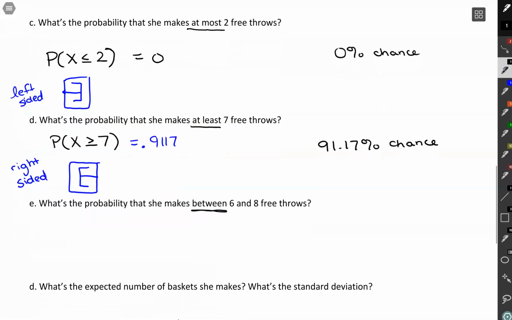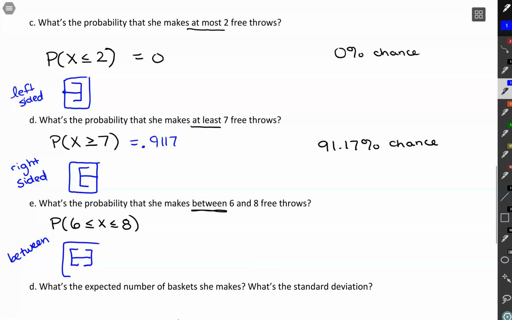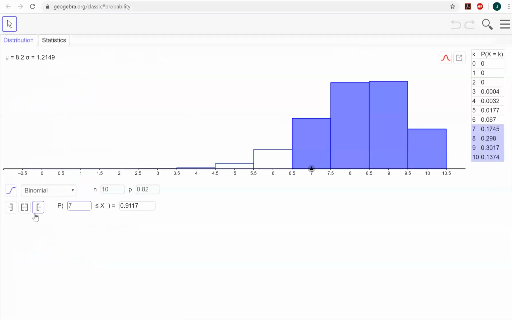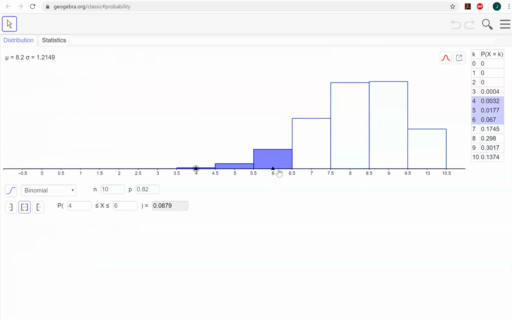And then our third button there is when we want between 2 values. So in terms of notation, what I'd have is I'd have my starting value, so 6 and 8. So I want the probability of being between those 2 values. So in GeoGebra, the button you want to use is that middle one, where it's going to have a lower bound and an upper bound that you're going to set.